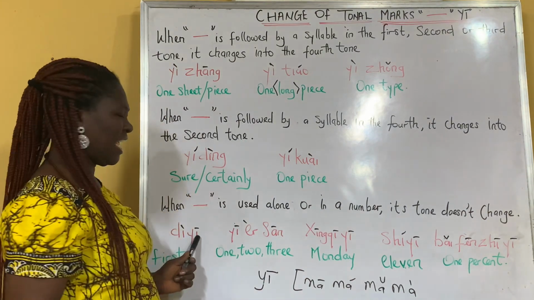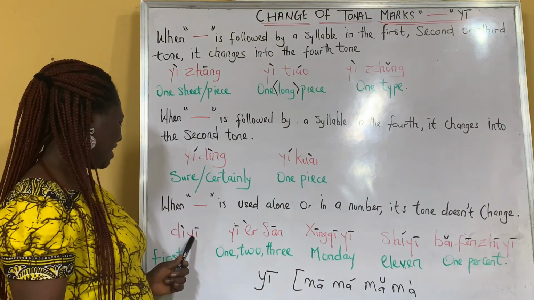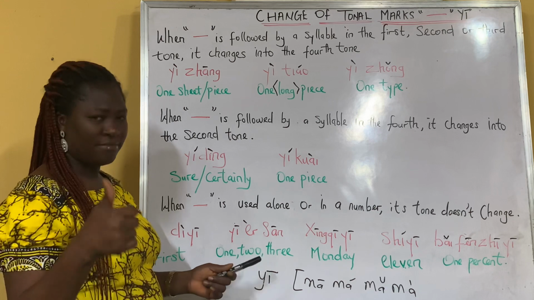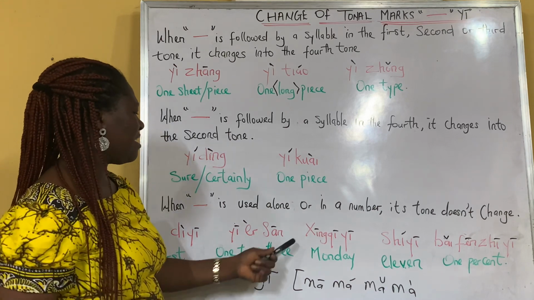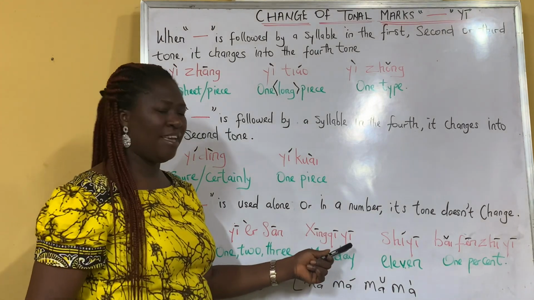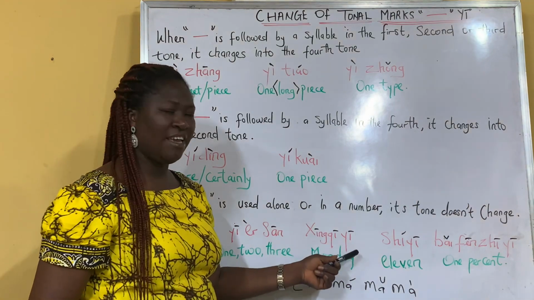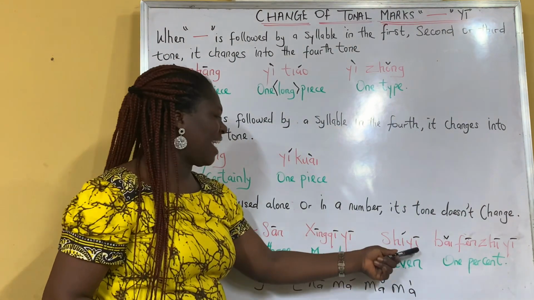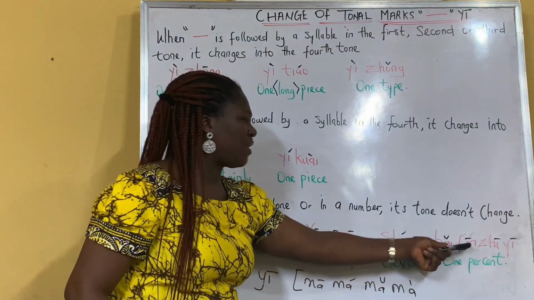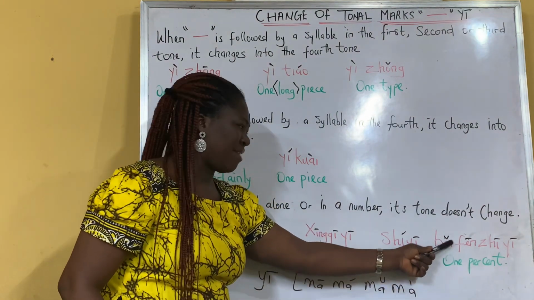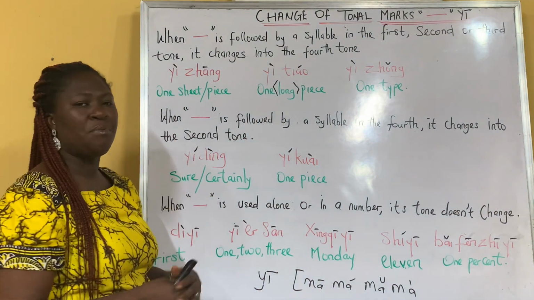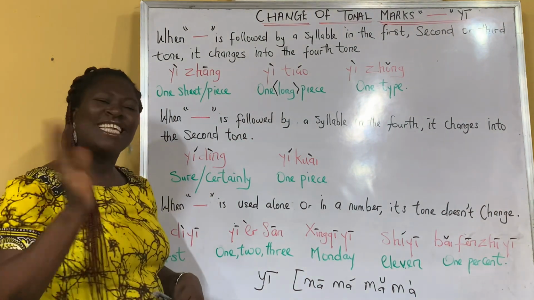Example: dì yī. Can you try it? Very good. Yī èr sān. Very good. Xīngqīyī. Very good. Shí yī. Then the last one, bǎifēnzhī yī. Okay, I hope this will help you in your Chinese learning.